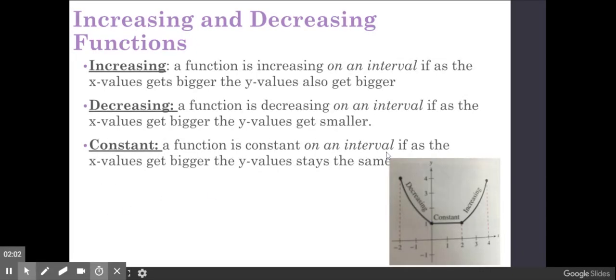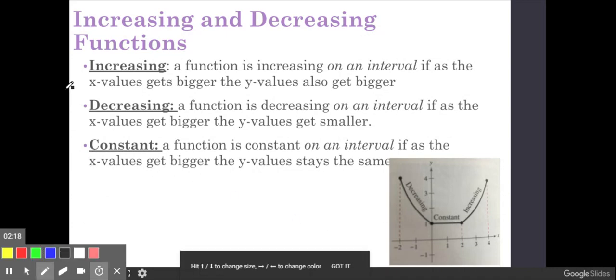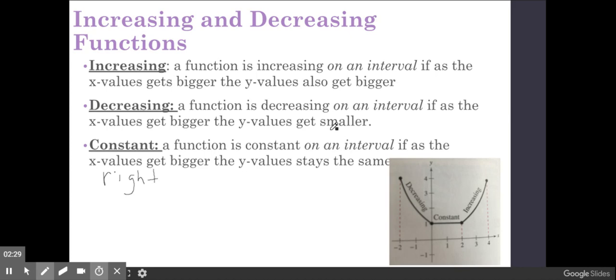And then a function is constant on an interval if as the x gets bigger, the y stays the same. So here, as we move to the right, our y is staying consistent at 1. That is a constant part of our function. So once again, as x gets bigger, you can think of that as we are moving to the right. And so as we're moving to the right, y either stays the same, it gets smaller, or we go down, or it gets bigger and we're going up. So up, down, and the same.